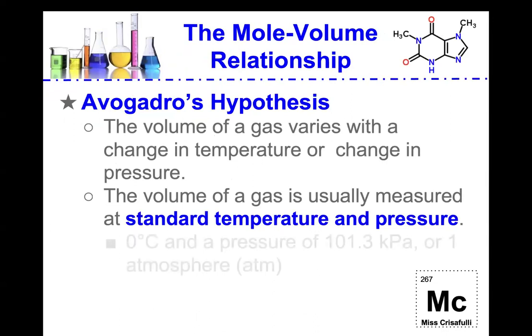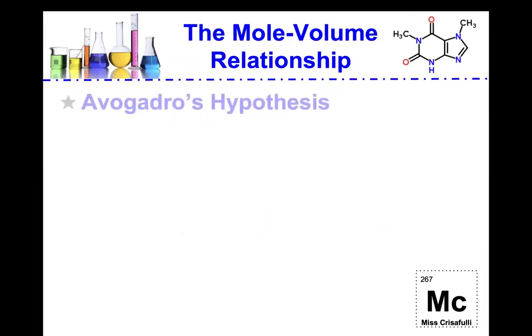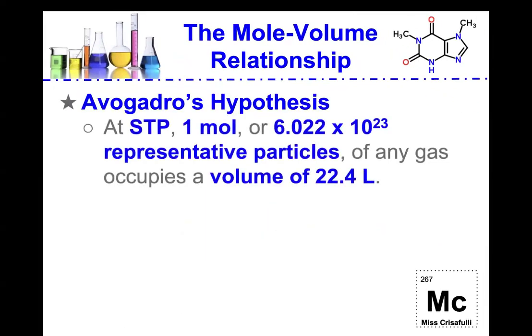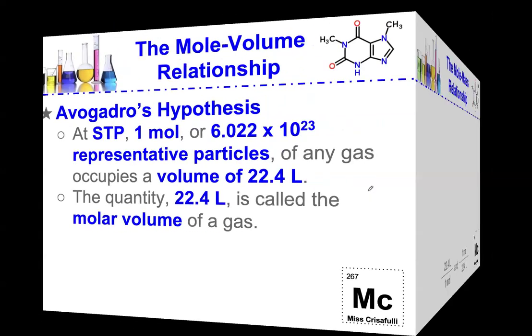That's abbreviated STP. So this would be 0 degrees Celsius and a pressure of 101.3 kilopascals or 1 atmosphere. At standard temperature and pressure, 1 mole, or 6.022 times 10 to the 23rd representative particles of any gas will occupy a volume of 22.4 liters. So that's the number of liters that 1 mole of any gas will occupy at STP. The quantity, 22.4 liters, is called the molar volume of a gas.